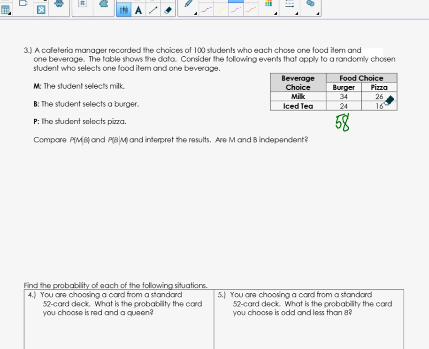26 and 16 gets me a total of 42. If you add those together, it's 100, which is good because it said they chose 100 students. 34 and 26 is 60. And 24 and 16 is 40, also good because they add up to 100. So again, we're going to do the same thing, okay?